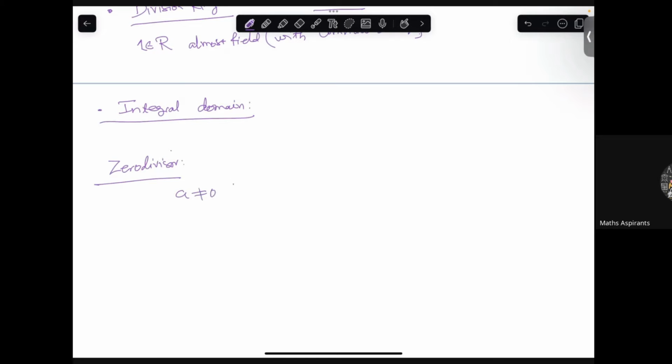A not equal to 0 belongs to R. There exists B not equal to 0 such that AB equal to 0. So we have A not equal to 0 and we have B not equal to 0. There exists B not equal to 0. When I multiply them, I'm getting 0. That's called zero divisor. Okay.